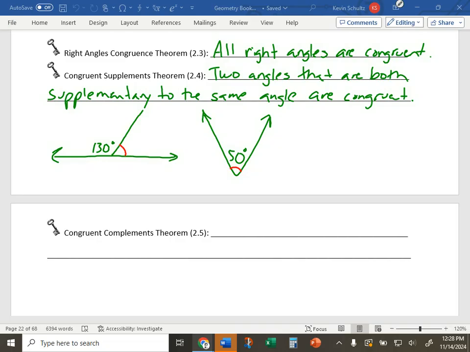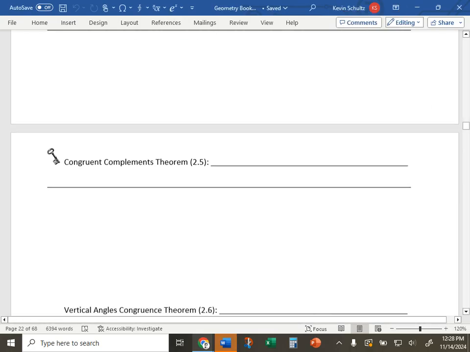Okay? The congruent complements theorem is kind of the same thing, only replace the word supplementary with complementary.